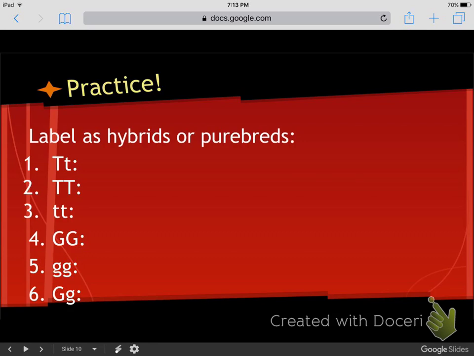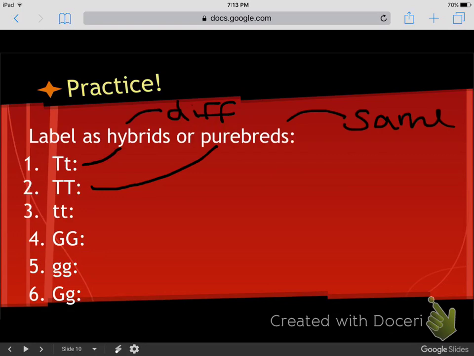Alright, so now let's practice a little bit with the vocabulary. I want you to label each of these 6 examples as either hybrid organisms or purebred organisms. Remember that a hybrid is going to have 2 different alleles, and purebreds are going to have 2 of the same alleles, right? So, the first example, big T, little t, those are 2 different letters, 2 different alleles, they are hybrids. Big T, 2 of the same alleles, they're a purebred.